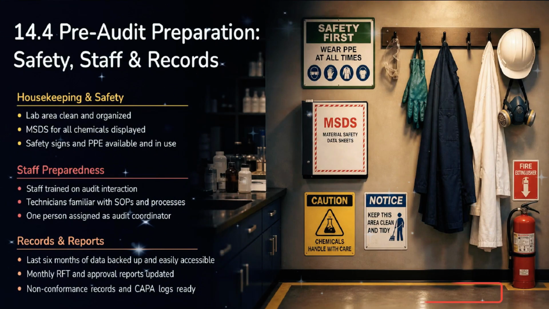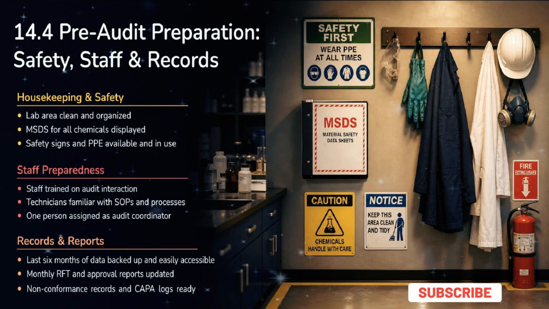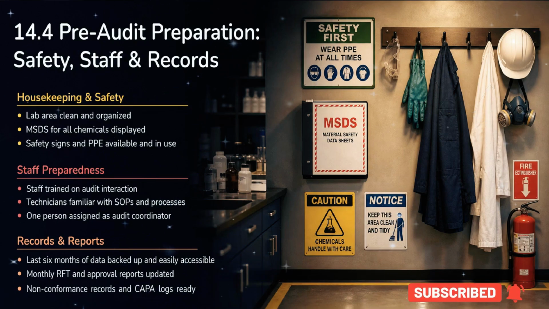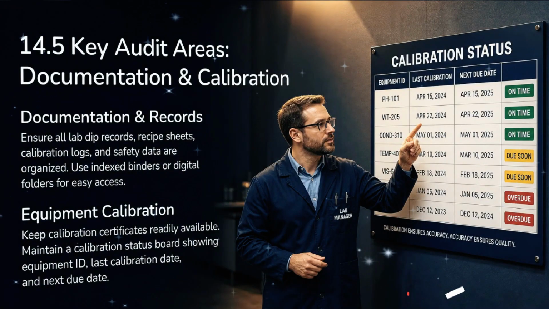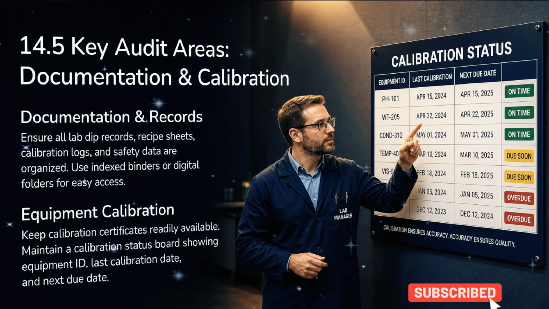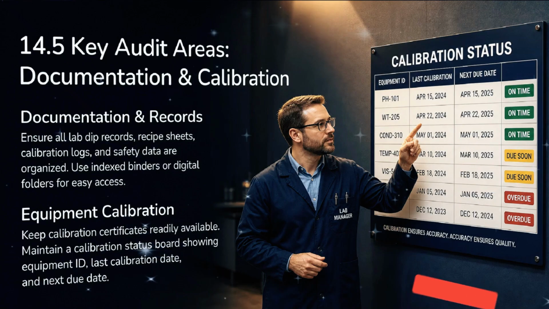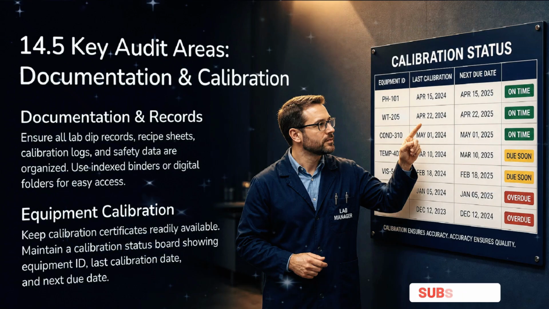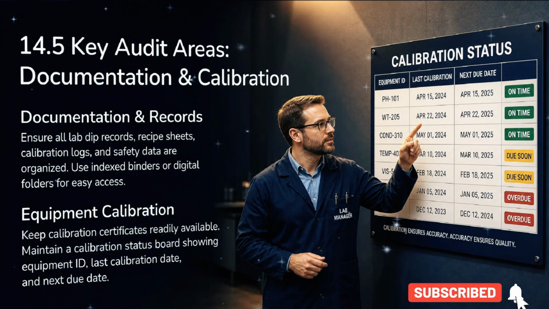Keep MSDS sheets visible. Ensure staff are trained for audits, and keep records of data and CAPA logs easily accessible to demonstrate your compliance efforts. Organization is vital for documentation and calibration. Use indexed binders or digital systems to manage records. Maintain a visible calibration status board to quickly confirm that all equipment is within its required schedule.